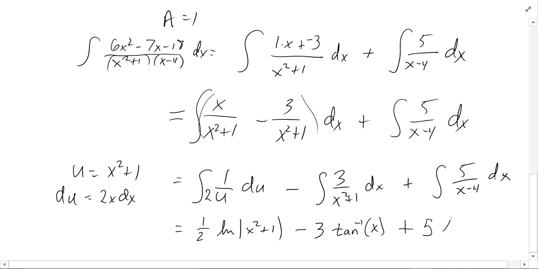All right, and then here I'm going to get another natural log of x minus 4, and then plus c at the end. And so there is our antiderivative. A little bit more painful because you got to remember that the antiderivative of 1 over x squared plus 1 is the arctangent, but certainly something we can find the antiderivative of. So let's go with that.